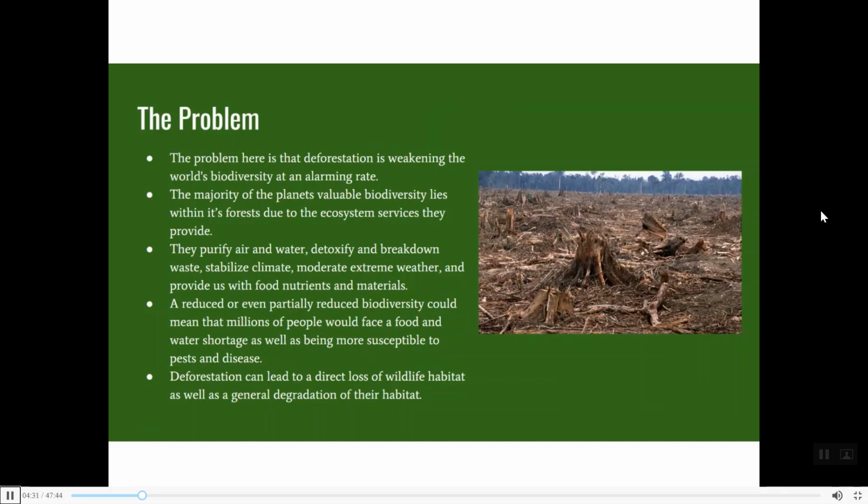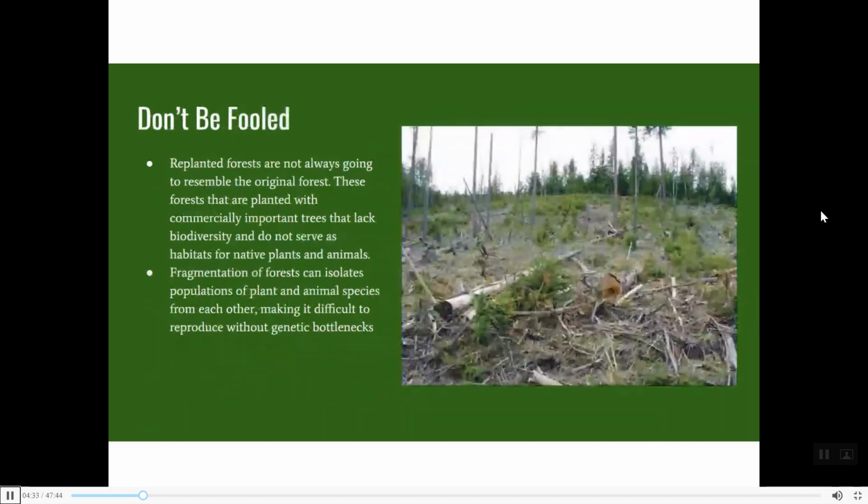I'm going to go ahead and move on to the next slide. Don't be fooled. Contrary to popular belief, replanted forests are not always going to resemble the original forest. Sadly, a practice that is all too prevalent is a promise made by industries to replant deforested lands after they are harvested.